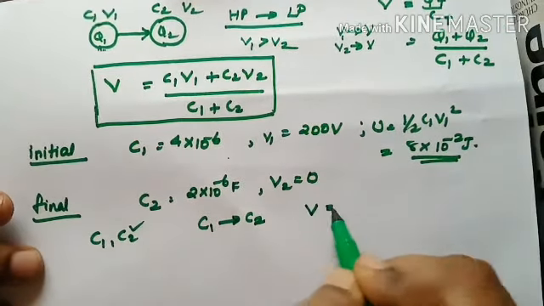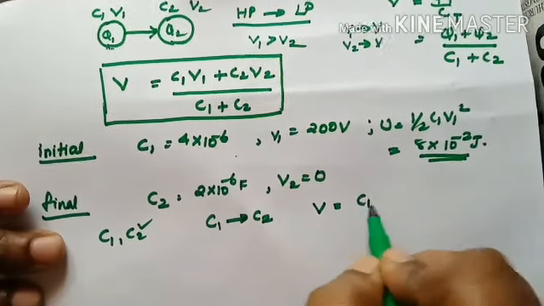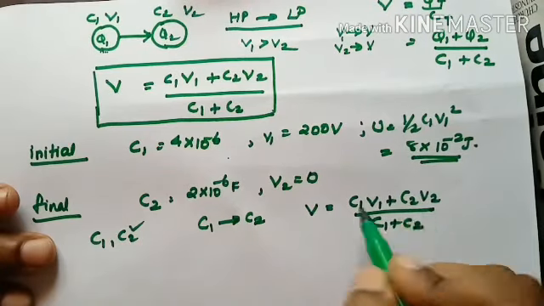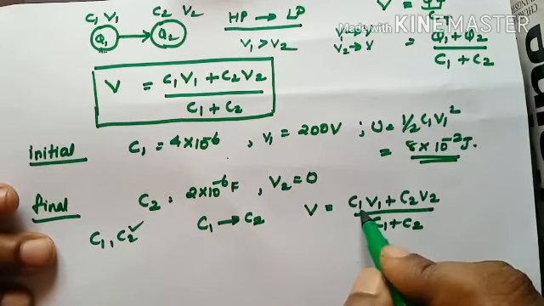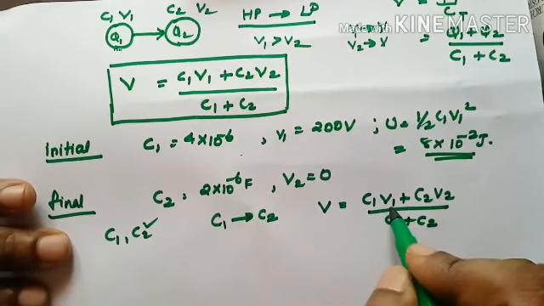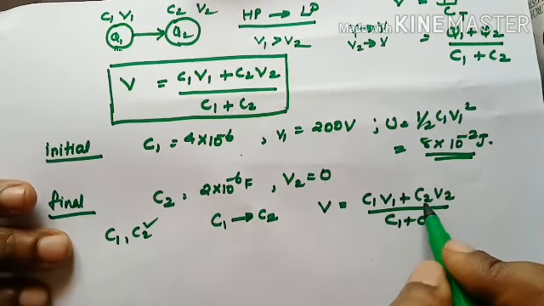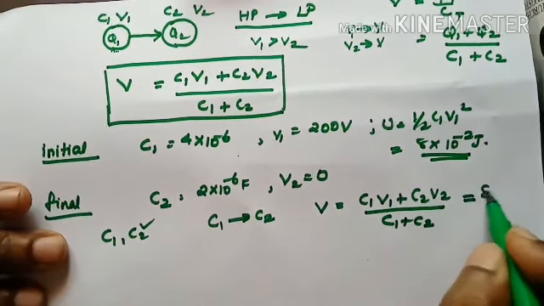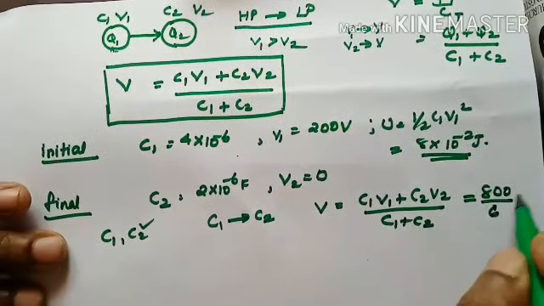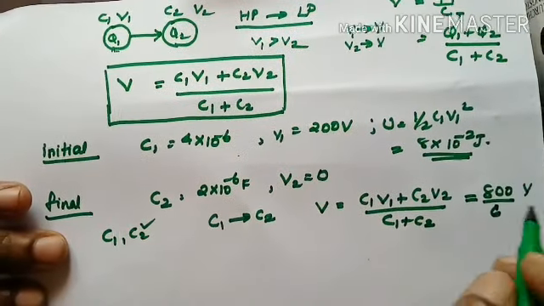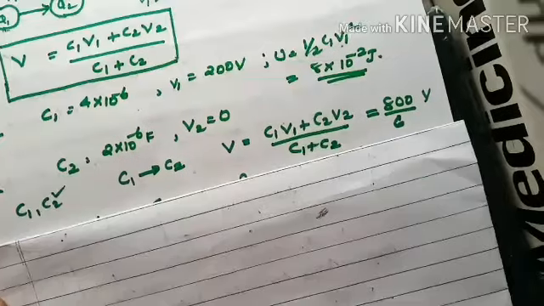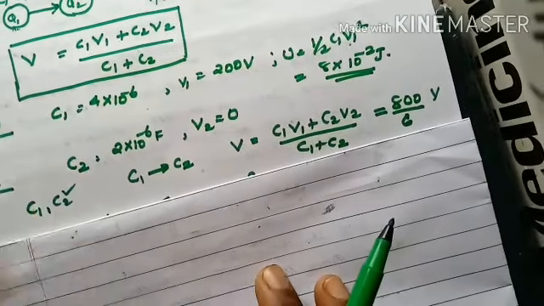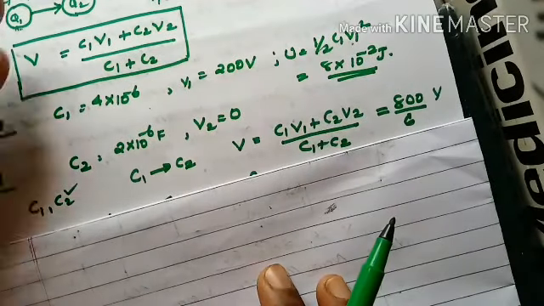What is the expression for common voltage? V is equal to C1 V1 plus C2 V2 divided by C1 plus C2. Now substitute the values. C1 is 4 into 10 to the power minus 6. V1 is 200. C2 is 2 into 10 to the power minus 6, but V2 is 0. Then you will substitute the other values. You will get the value of common potential V as around 800 by 6 volt. Clear? Now it has achieved a common potential, that is 800 by 6 volt. This common potential is now for both C1 and C2.